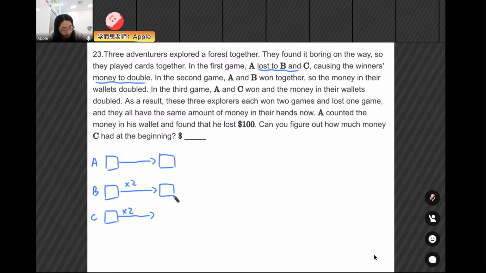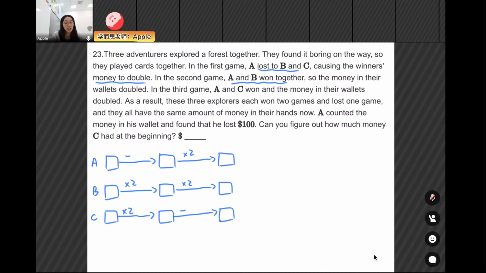Then in the second game, A and B won together. So the money in their wallets doubles. Okay, so here, let's have a look. A double, B double, which means C lost something. Minus, minus.